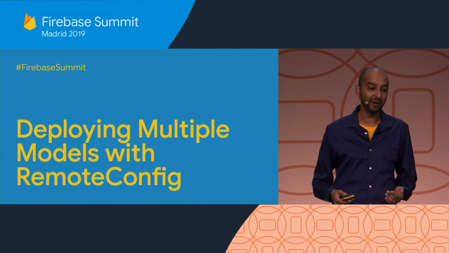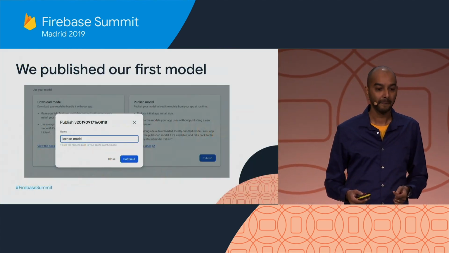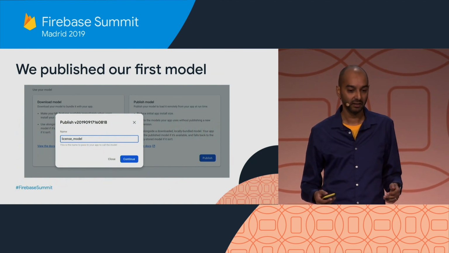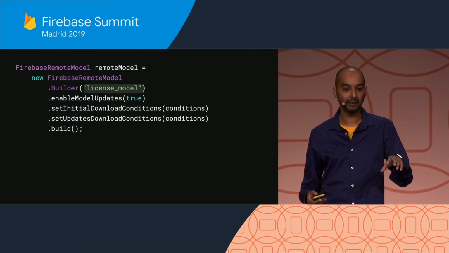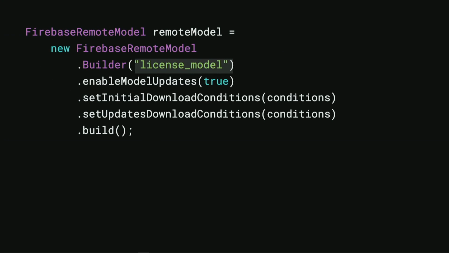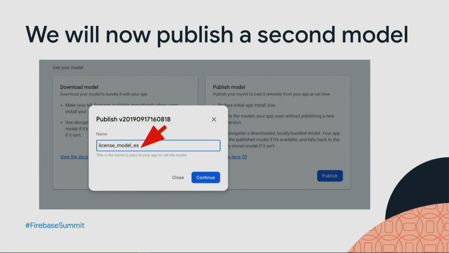So you can deploy multiple models with remote config. Remember, we published our initial model and we gave it a name, license model. And in the code in the application, we would hard code the model name. We would say license model, and that would retrieve that model from the cloud. Okay, so now what I do is I publish a second model, which I created with the passport pictures, and call it license model ES for Spain.